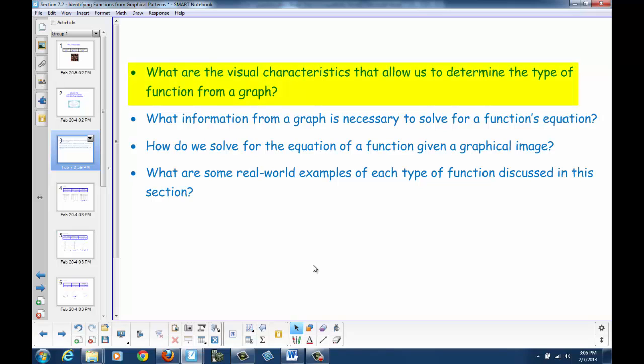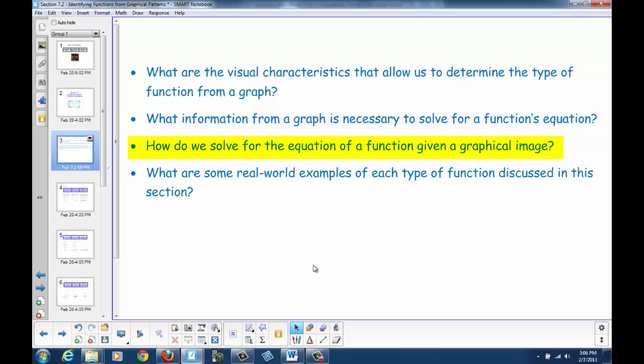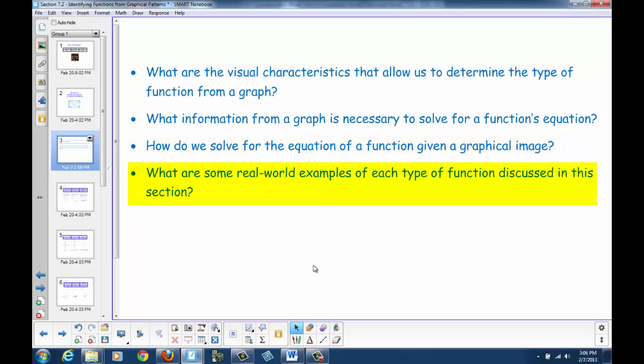What are the visual characteristics that allow us to determine the type of function from a graph? What information from a graph is necessary to solve for a function's equation? How do we solve for the equation of a function given a graphical image? And finally, what are some real-world examples of each type of function discussed in this section?